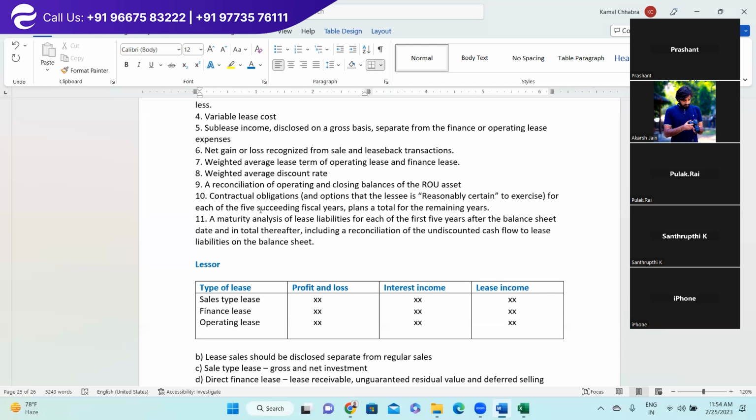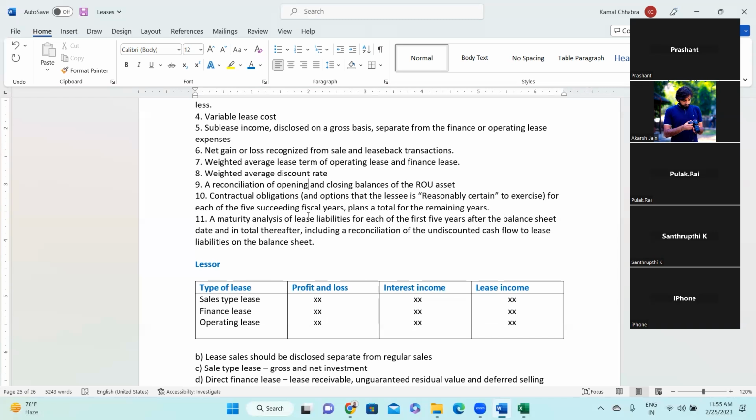Next is a reconciliation of opening and closing balance of right to use asset. So this is also very much important to give: how much is the opening balance, how much rent you have recognized during the year, how much expenses you have recognized during the year, how much payment you have made, and what is the closing balance. So that you need to give as a quantitative disclosure.